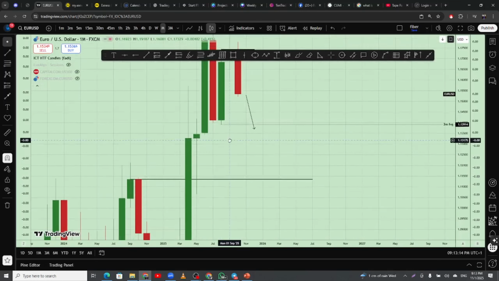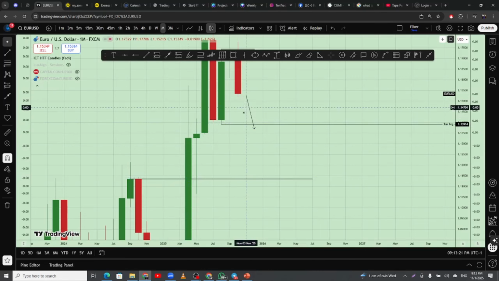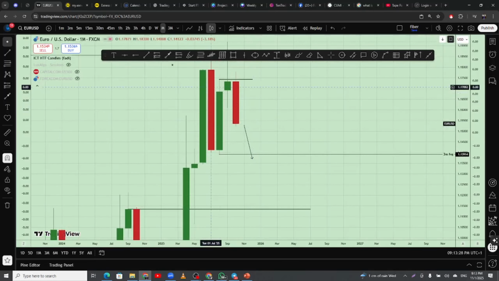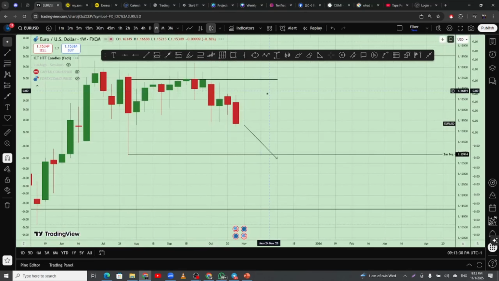All right, now I don't want us to start talking about these levels for now. This is enough for us to target. This is going to be a lot of pips if we can catch just this move here. All right, it's going to be a lot of pips. All right, so let's go straight now to the weekly chart.